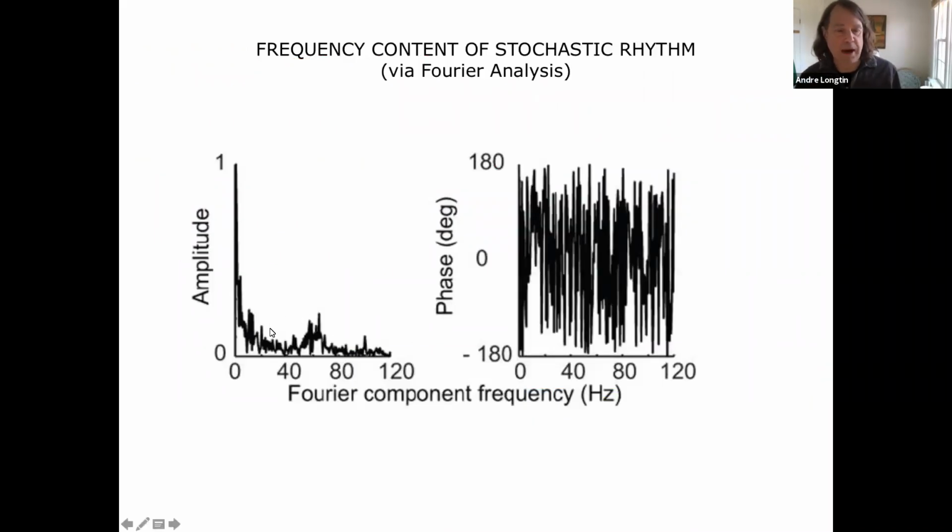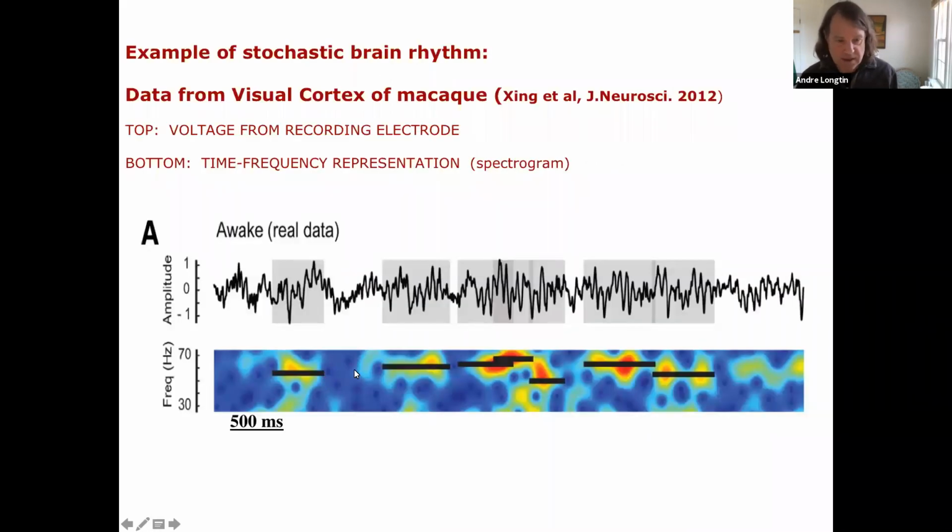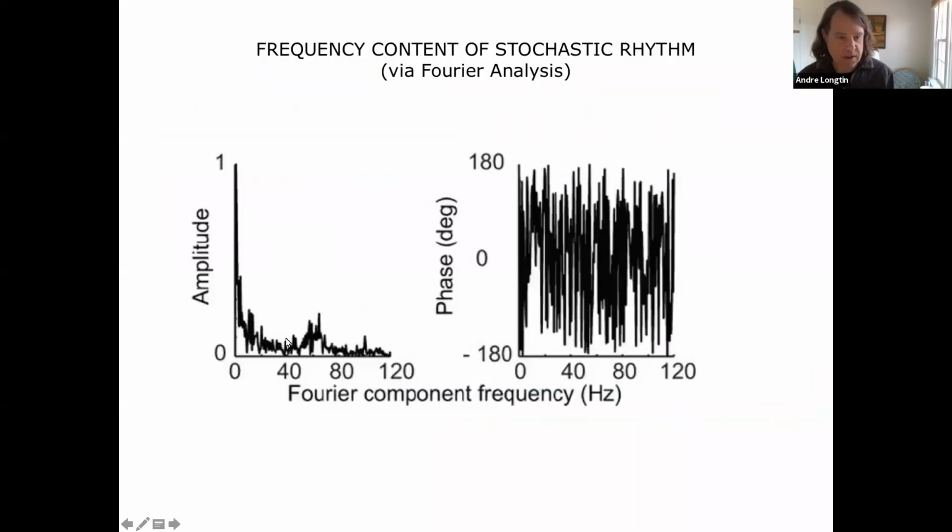You'll see the power spectrum will have some peak in spite of the burstiness of when these epochs occur. You can do a Fourier transform of the whole thing, and you'll still see a little bump around here, 50, 60 hertz, and people will say, aha, there's a gamma rhythm here. But it's quite a noisy rhythm, and the phase is all over the place. This is the phase distribution.